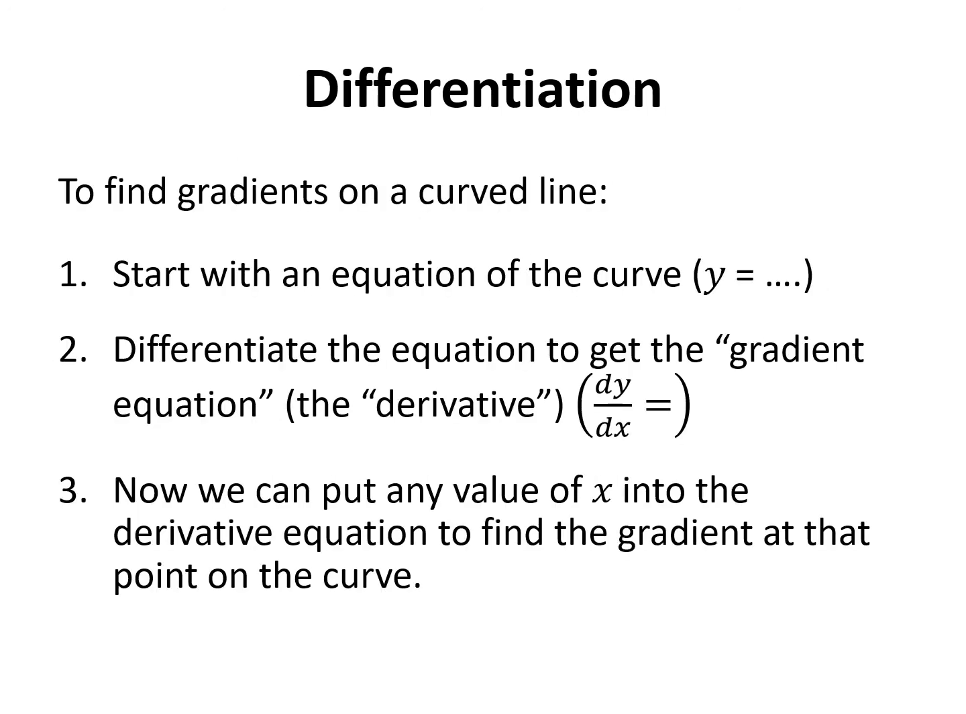Right, so now we know what we're going to do. We're basically going to start with an equation of a curve. It will be y equals some combination with x in it. Y is a function of x. And then we're going to differentiate that equation to find the gradient equation. And that's also called the derivative. And we're going to start that equation with dy by dx equals. Once we've got the gradient equation, we will be able to put any value we like for x into that equation, and it will give us the gradient at any point on that graph.